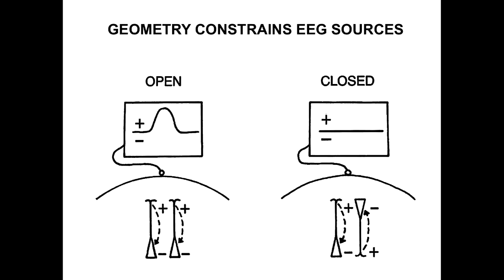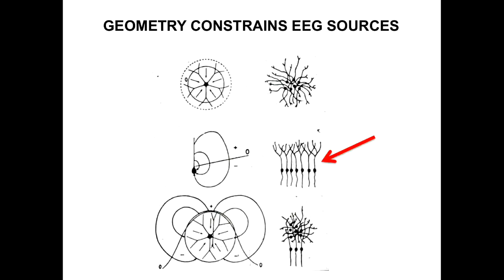And this is a limitation. So the geometry of the brain system determines whether or not you're going to be able to record that brain area on the surface of the brain.